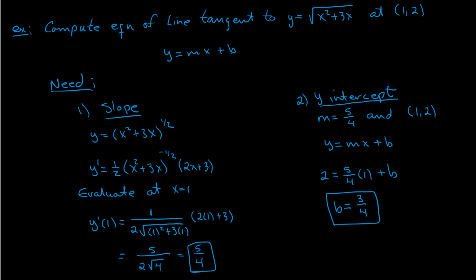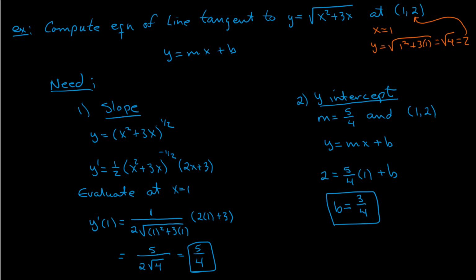You're asked to compute the equation of the line tangent to y equals the square root of x squared plus 3x at the location (1, 2). Now, I wouldn't necessarily have to give you this. I could have put x equals 1, in which case the y value would have been the square root of 1 squared plus 3 times 1, which is the square root of 4, which is 2. So realize you don't necessarily have to be given the y value wherever it comes up. Just substitute x into the function and you're good to go.